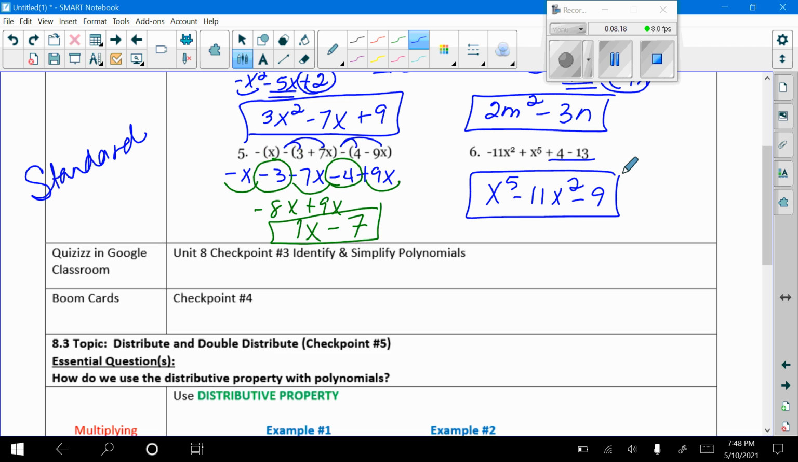And that is it. At this time, you should be able to do the checkpoint number 3, which is identify and simplify polynomials. It's in the Google Classroom. You do have to look for it because I do have quite a few quizzes already in Google Classroom. Some of them you are not ready for at this point. So make sure you're getting the checkpoint number 3, identify and simplify polynomials. And then make sure you request feedback. That is all of the notes for 8.2, which is checkpoint 2. So at this point, you should have 8.1 notes, 8.2 notes, and now the checkpoint identify and simplify polynomials.